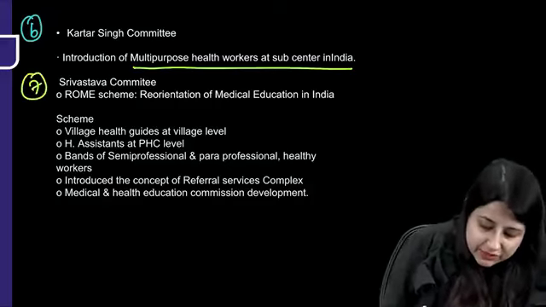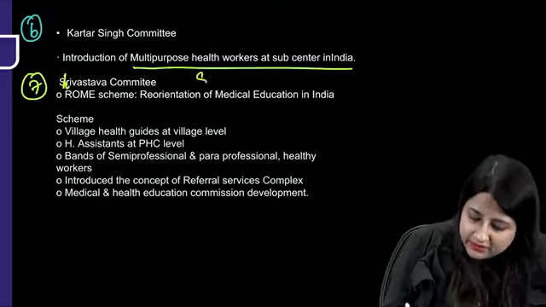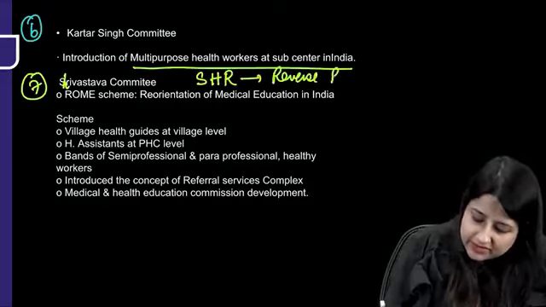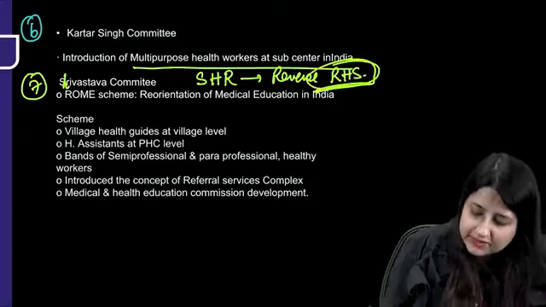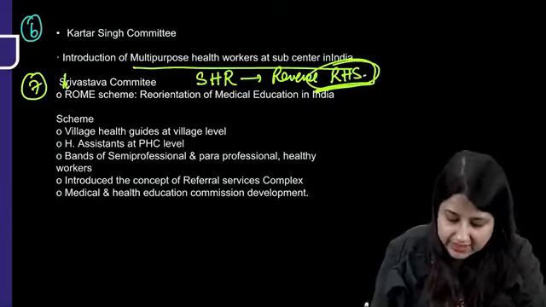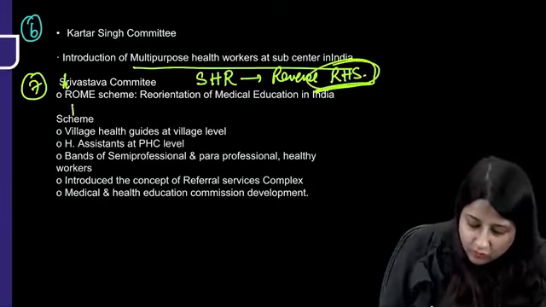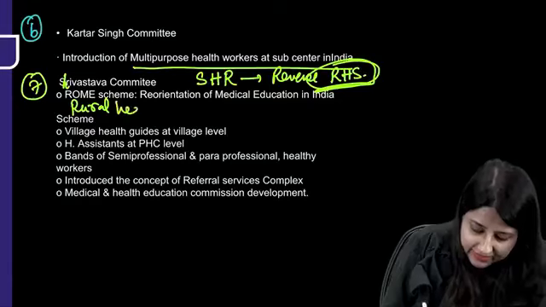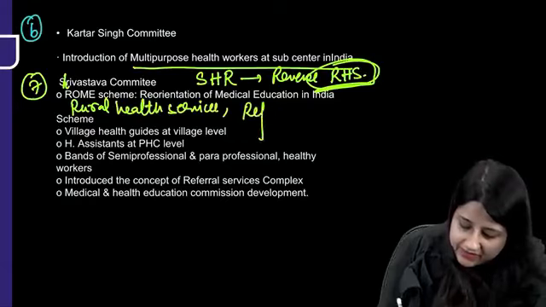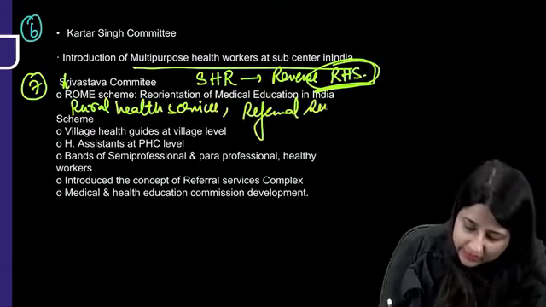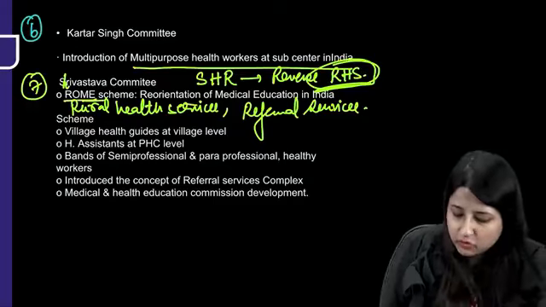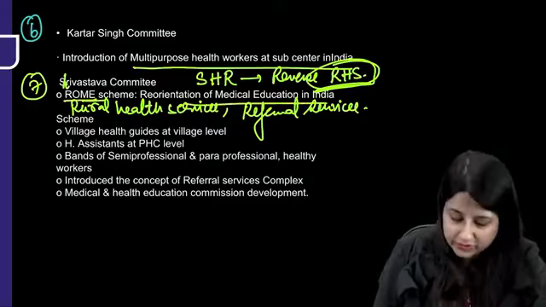After this comes Srivastava. Now please remember, in Srivastava it is SHR. So how did we learn it? You just have to reverse it to RHS. So when you reverse it to RHS, it includes all the things that start with an R. Here we were focusing more on rural health services, referral services, all starting with the R. Rural health services, referral services, and ROAM scheme. What was ROAM scheme? Reorientation of medical education in India.